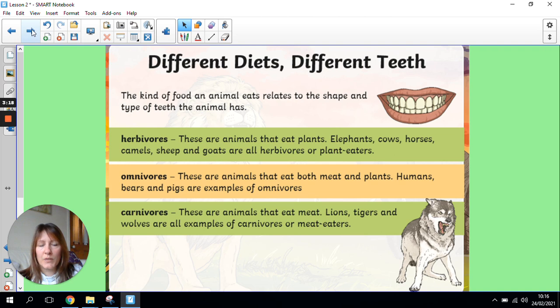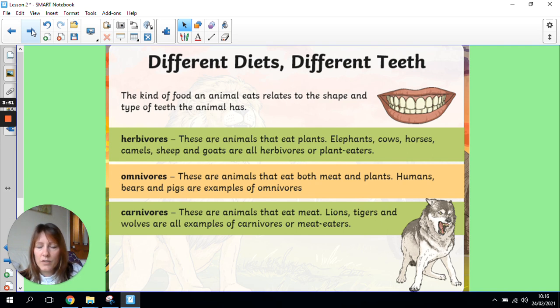Omnivores are animals that eat both meat and plants. Humans, bears and pigs are examples of omnivores because they would have a diet that consists of meat and plants. Now I know some people are vegetarian and they don't eat meat, but their human teeth will still have the same type of teeth as a person who does eat meat, because our teeth can't just change that quickly. These are the teeth that humans have developed over thousands of years.